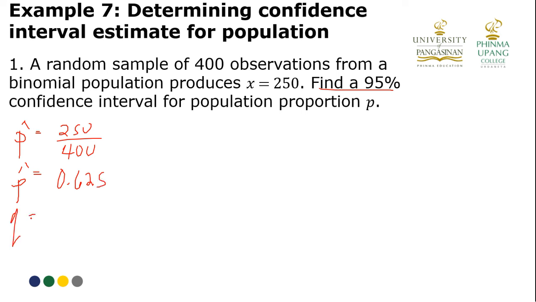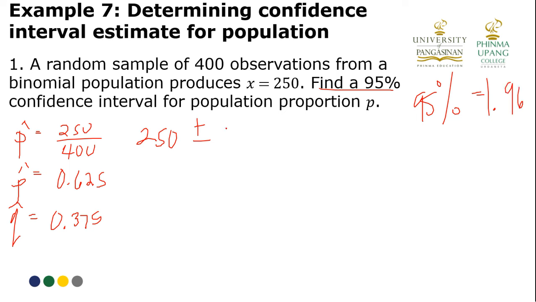Okay, 0.625. Yung Q hat naman, kunin nyo na yung Q hat niya. 0.375. Direct na natin. X bar dito, nandito X bar. So 250 plus and minus. So we have 95%. What is the critical value of 95% Z table? Answer: 1.96 sabi ni Parilio. Very good. 1.96.